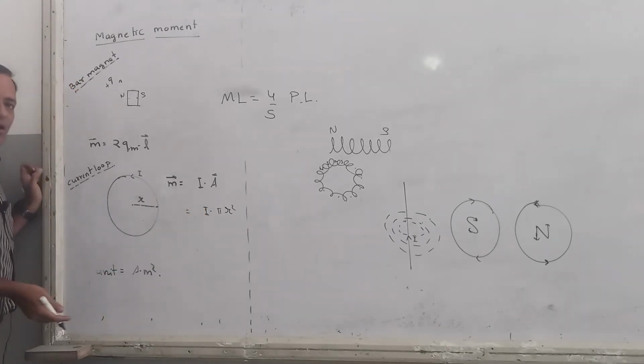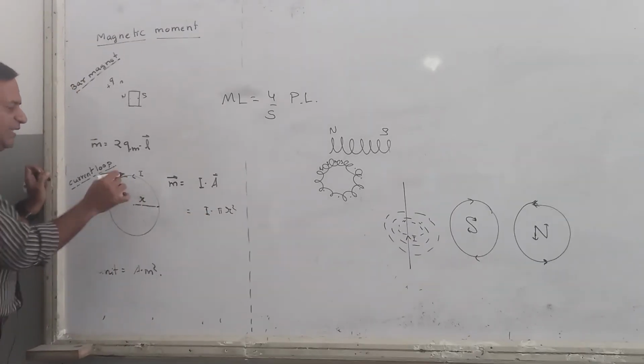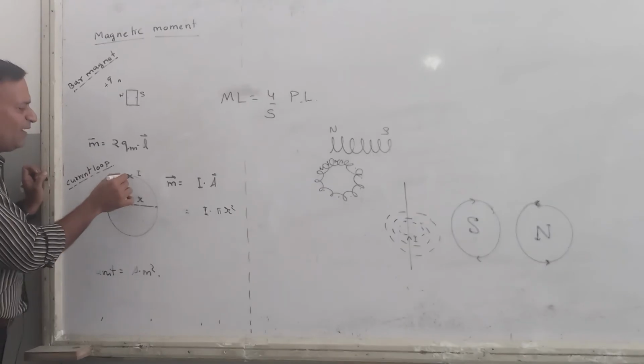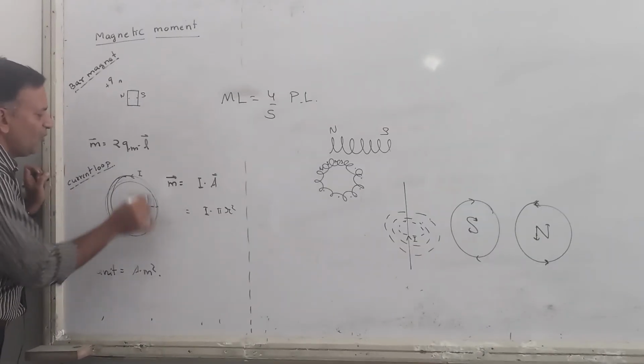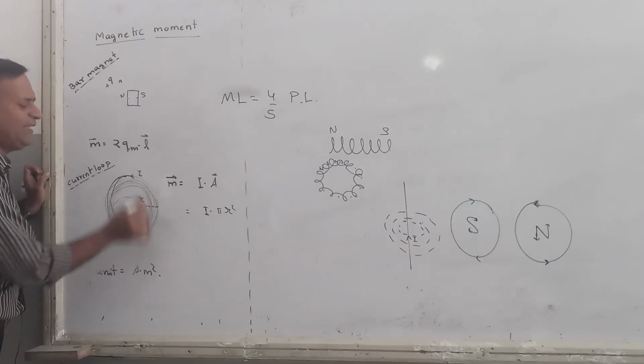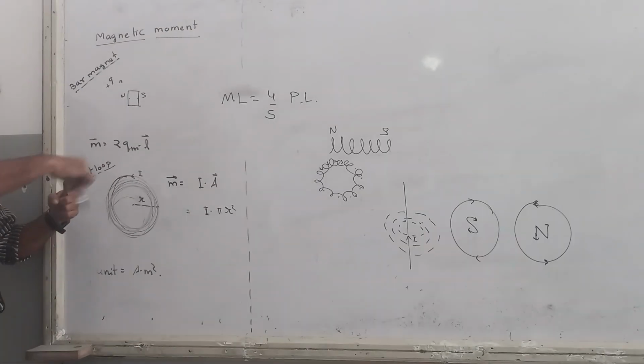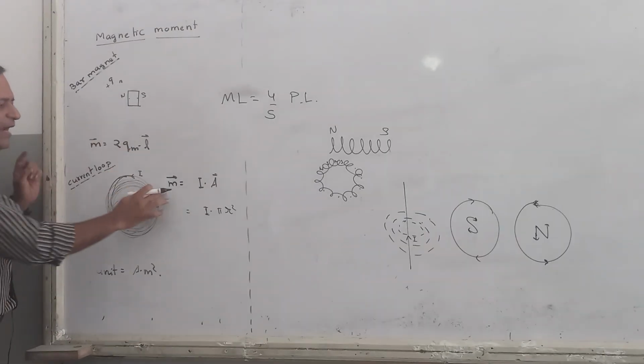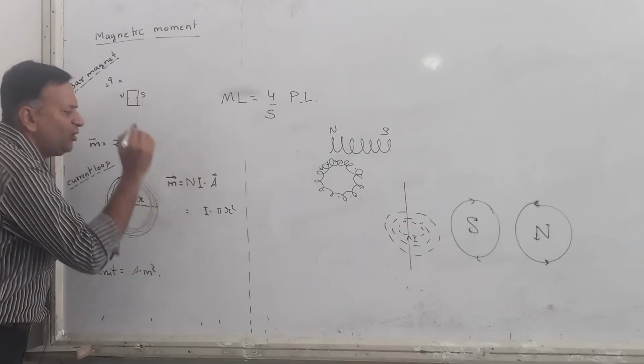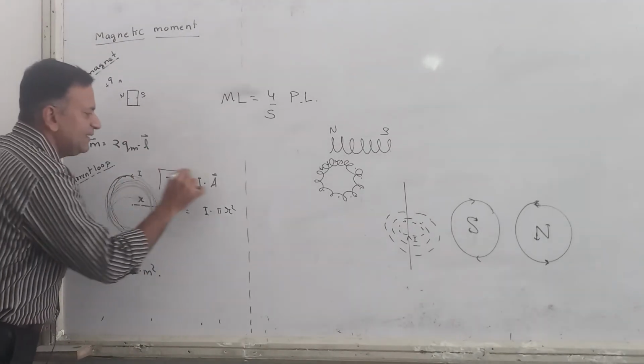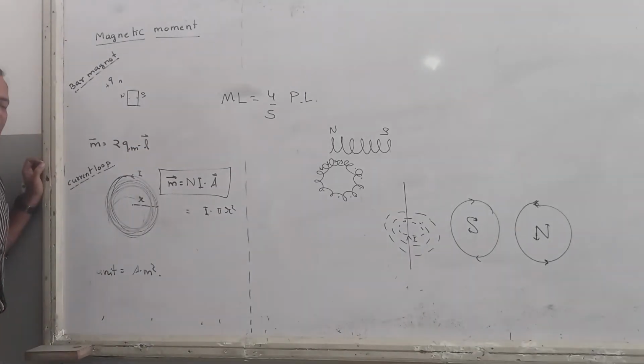But if instead of one turn, say I wind the same copper wire again and again, 1, 2, 3, 4, 5, 6, 7, 8, 9, n times, I have wound the copper wire n times, then the magnetic dipole moment will become n into I into A. This is it. Now, how will its direction be?